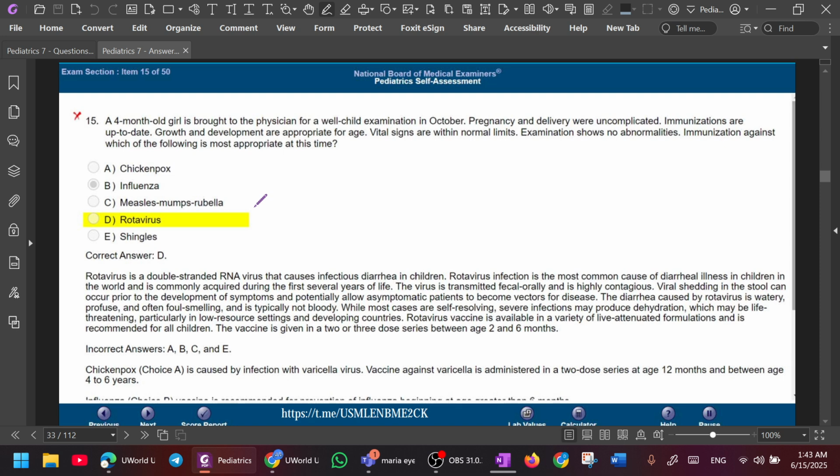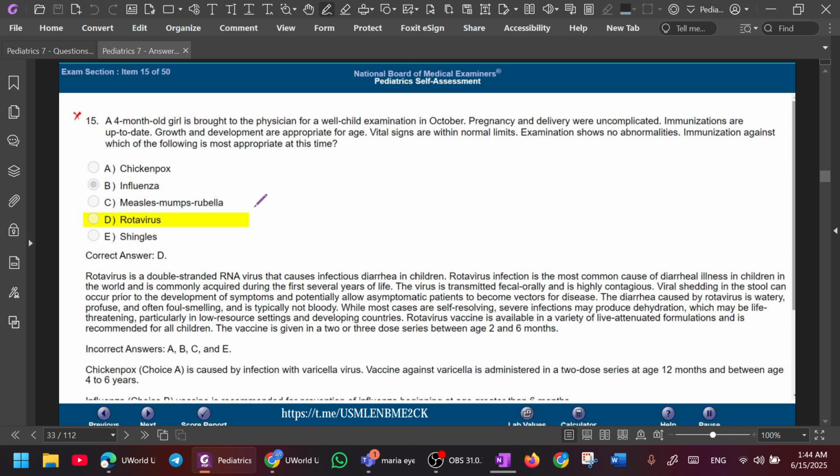While most cases are self-resolving, severe infection may produce dehydration, which may be life threatening, particularly in low resource settings. Rotavirus vaccine is available in a variety of live attenuated formulations. It's recommended for all children, including at 4 months. The vaccine is given in a 2 or 3 dose series beginning at age 2 and 6 months.